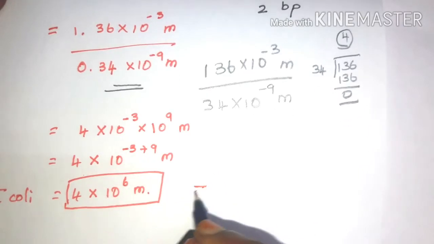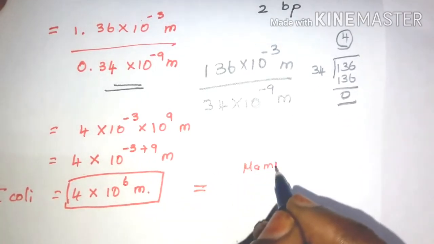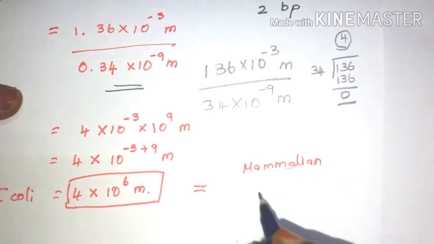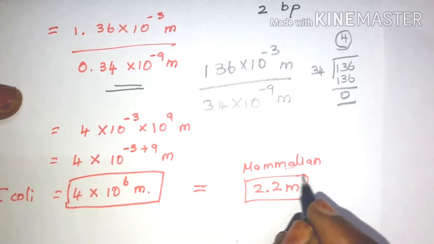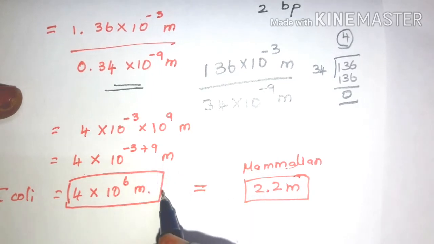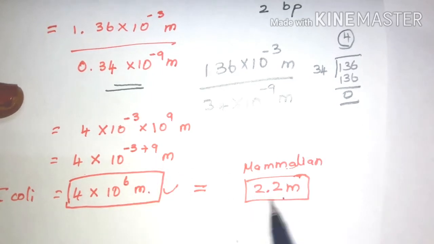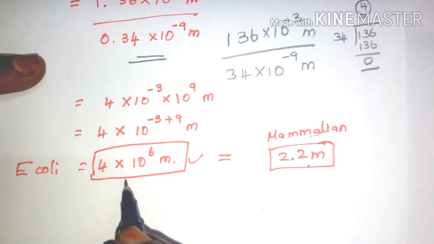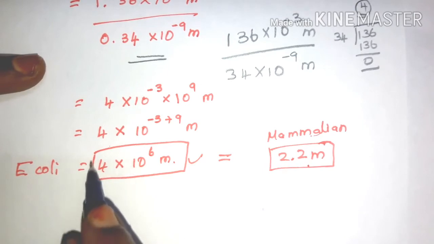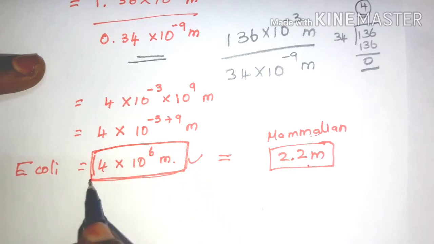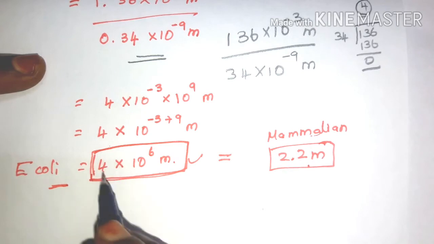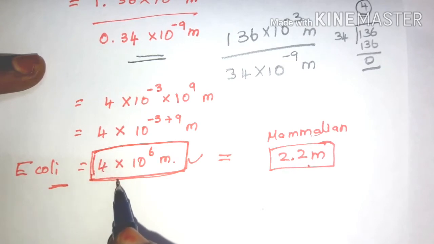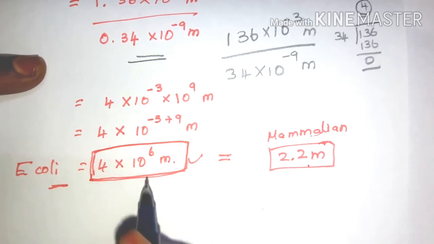When compared to mammalian, this is 2.2 meter. This is longer than the mammalian cell, but E. coli or small cells are microscopic in nature. How the length has been coiled inside the small cell means there is some lengthy explanation over it. Let's see that.